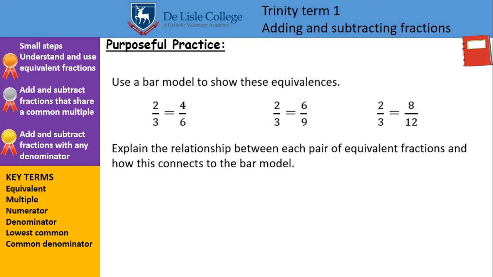Okay, so hopefully on that first one, 2/3 to 4/6, we can see we've multiplied both the numerator and denominator by 2. The second one, we've multiplied both by 3. And the last one, we've multiplied both by 4. And we've done it, most importantly, to both numerator and denominator to keep them the same value and equivalent.